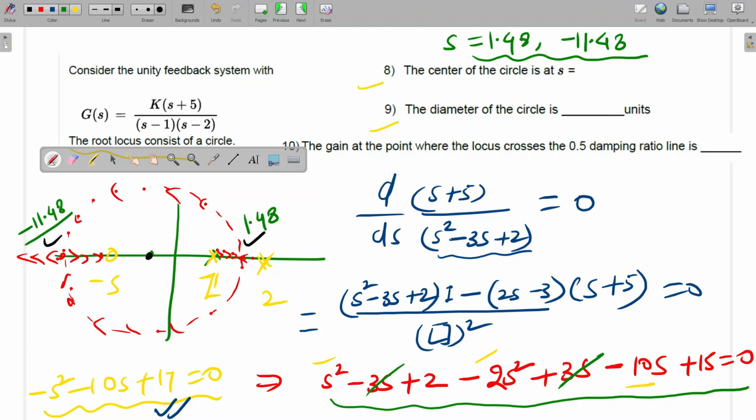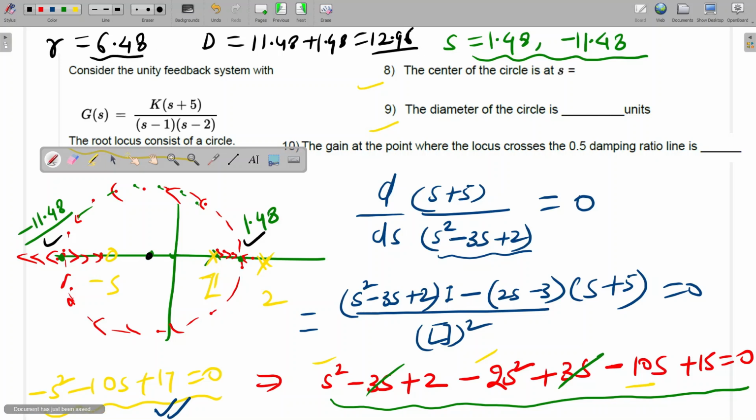So what will be the diameter of the circle? See, this root locus is a circle. We got the breakaway point and break-in point. So what will be the diameter? From here to here it is minus 11.48, and here to here 1.48. Both we will add. So the diameter will be equal to 12.96. Is it correct? Yes, sir. This will be 12.96. What will be the radius? The radius will be equal to 6.48.